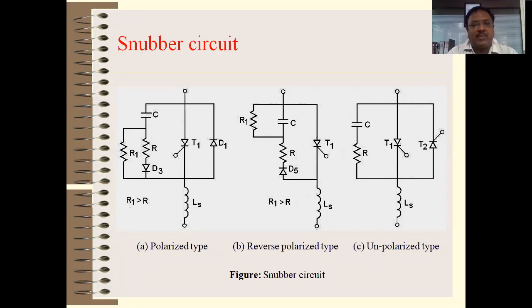In this circuit, the capacitor C, R, and R1, these three components are important. Select the values of these three components in such a way that whatever high voltage spikes we may apply across the device, they should not exceed the maximum handling capacity of that device, that is, the allowable voltage of that device.